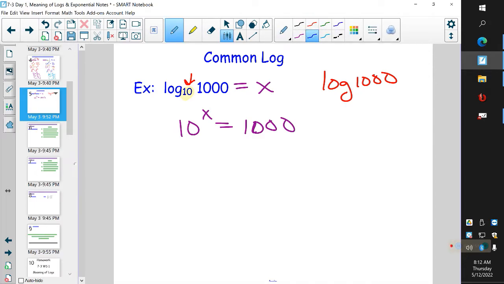Okay? Now, 1,000 is going to be 10 cubed. So my bases are the same, so I have x is equal to 3.